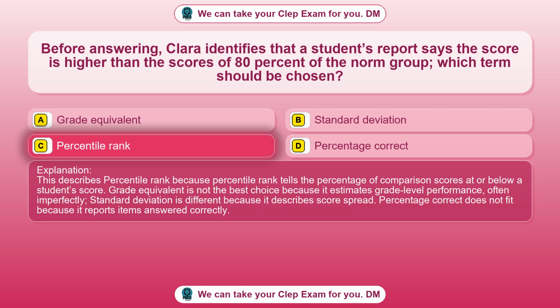This describes percentile rank because percentile rank tells the percentage of comparison scores at or below a student's score. Grade equivalent is not the best choice because it estimates grade level performance, often imperfectly. Standard deviation is different because it describes score spread. Percentage correct does not fit because it reports items answered correctly.